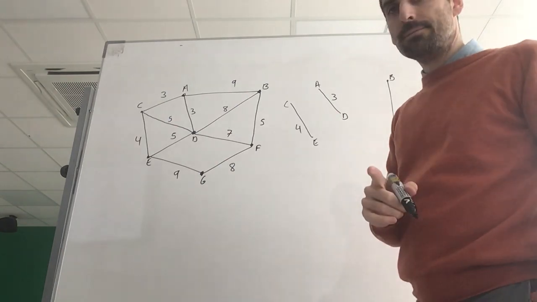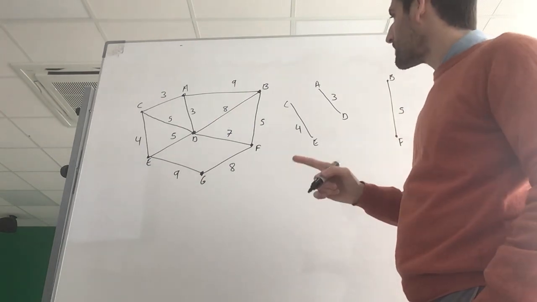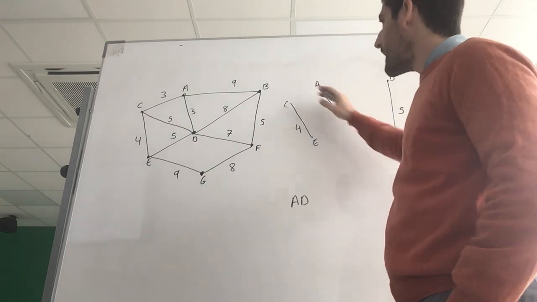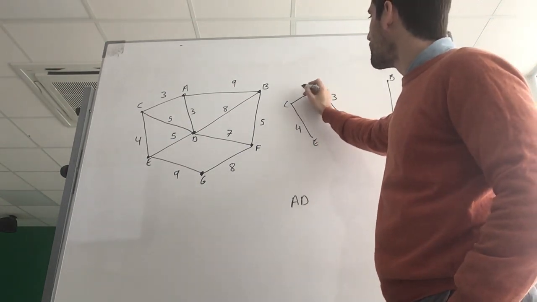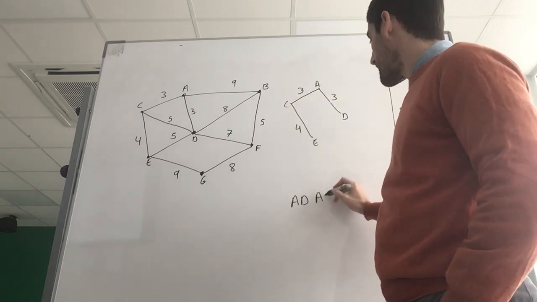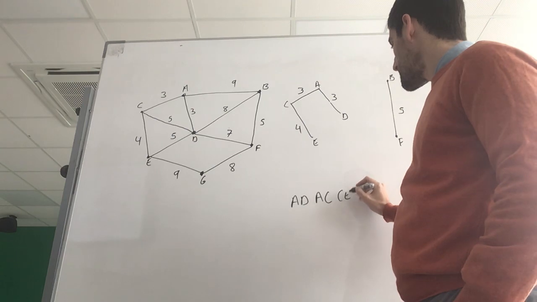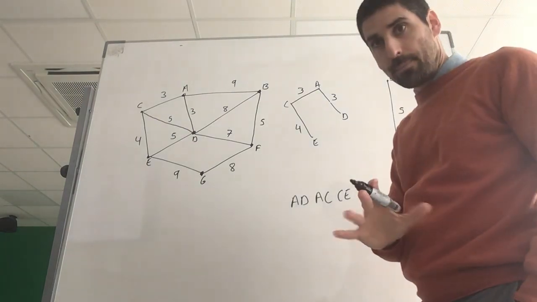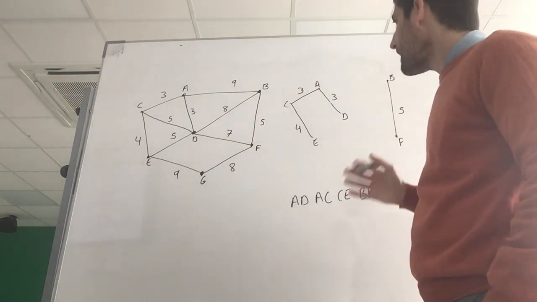I've done this wrong. Okay. Prior to that, I forgot. We've got AD. Prior to the 4, I should have chosen AC, then CE, then BF. My apologies. This is tricky. There you go.